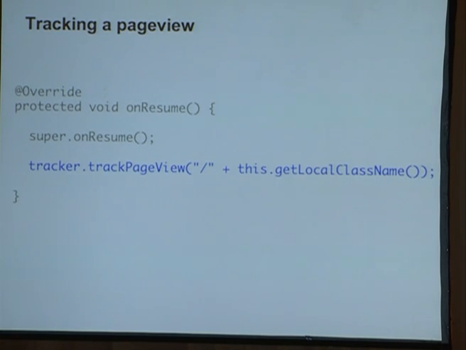Tracking a page view is straightforward. Usually you want to track a page view when your activity resumes focus, so we use the onResume method. And it's as simple as calling track page view. All page views must start with a /. And generally, we just tell people to use the class name to track the different activities, so that way you remember in the reports what you're actually tracking.